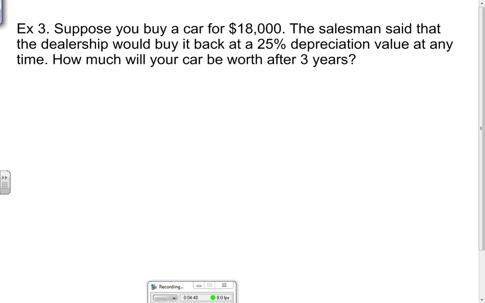Number 3, suppose you buy a car for $18,000. The salesman said that the dealership would buy it back at a 25% depreciation. That's important, that's decay. Value at any time. How much will your car be worth after 3 years?